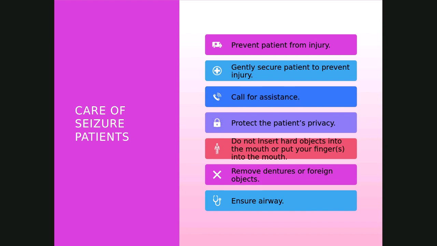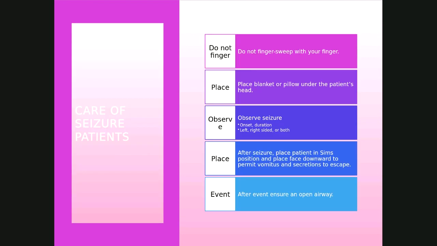Put nothing in the mouth, not your fingers, not a bite stick, not a tongue depressor, nothing. As far as removing dentures or foreign objects, I would tell you don't. Don't you dare put your hands near their mouth, because when they clench down, there is no getting that open until the seizure is over. The best thing you want to do is just try and keep them safe and make sure that they maintain an open airway. Don't finger sweep. You can put a blanket or a pillow under their head to keep them from injuring themselves.